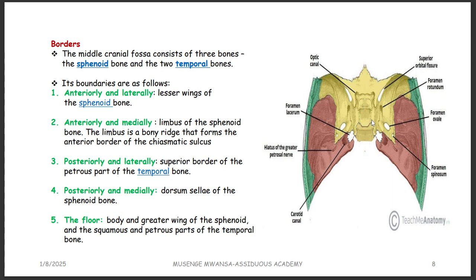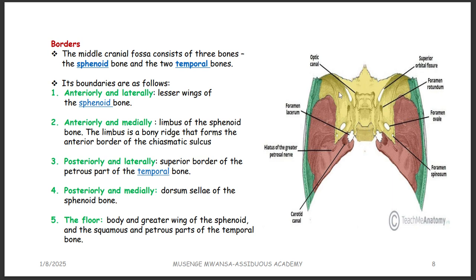The posterior aspect of the sella turcica has got what we call the dorsum sellae. The front is the tuberculum sellae. So the posterior part here, this is what is forming the posterior medial border of the middle cranial fossa. That is the dorsum sellae of the sphenoid bone.